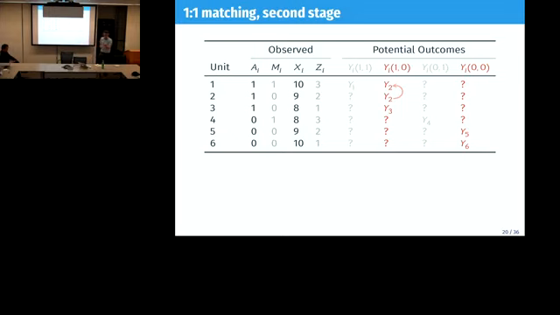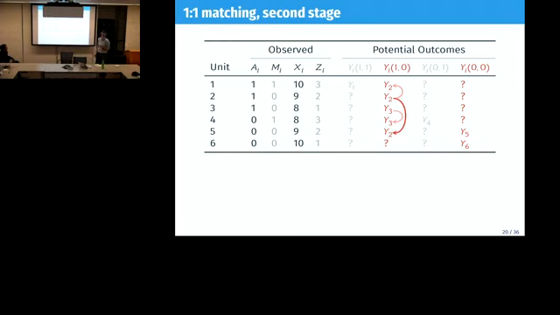So for unit 4, what's the closest unit? We're trying to impute this value. The closest treated value is 3, so we'll impute y equals 3 there. It's our best guess about what that missing potential outcome is. And then for 5, it's 2. And then what's the closest unit for 6?